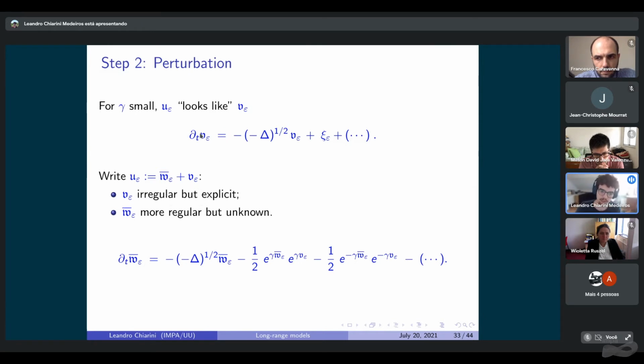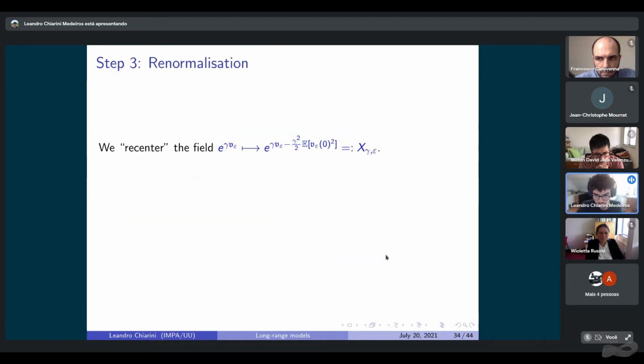But the thing is, V epsilon might be irregular, but it's very explicit. You can just understand it in terms of heat kernels, semigroups, very explicitly. It's just a convolution against something. Whereas for W epsilon, it's not as clear what happens to it. And it turns out that, as I was saying, what really doesn't let this U epsilon converge to anything meaningful without renormalization is those exponentials of V epsilon. They don't converge to anything meaningful if you don't renormalize them. And so we can actually renormalize them.